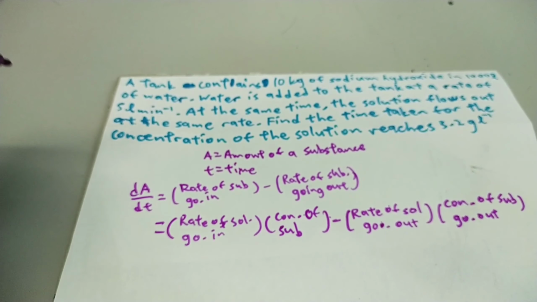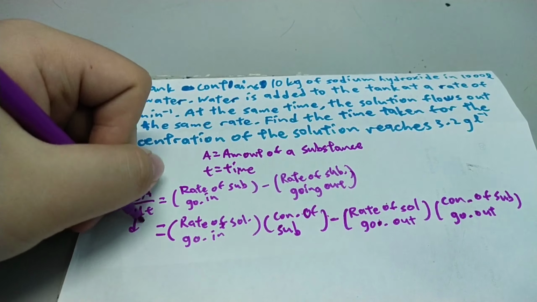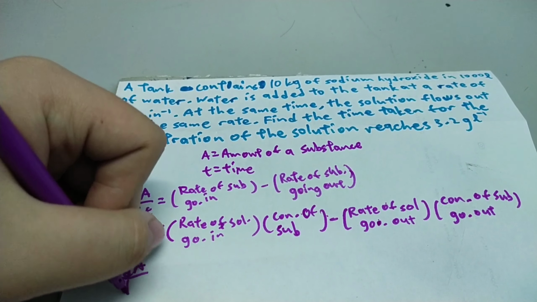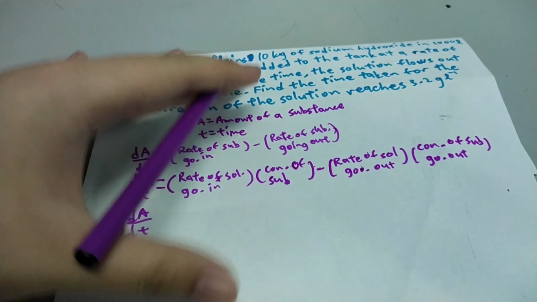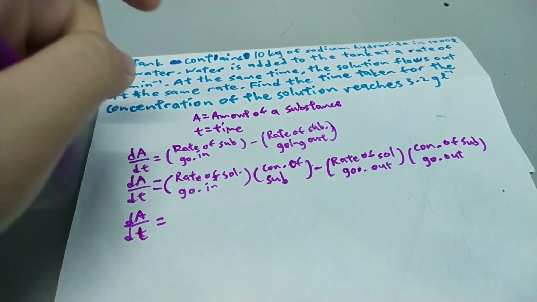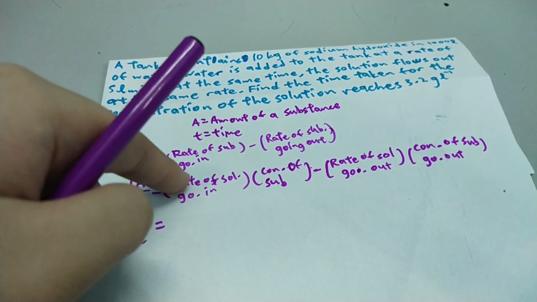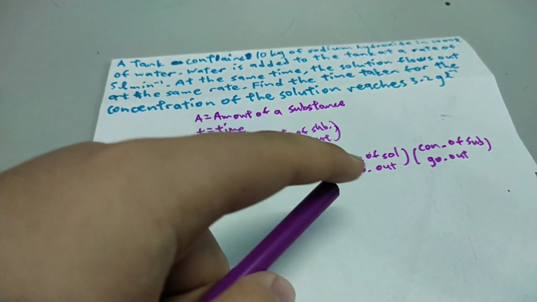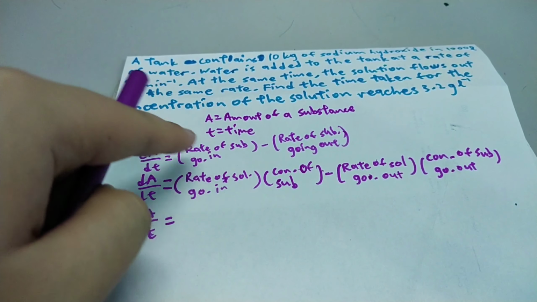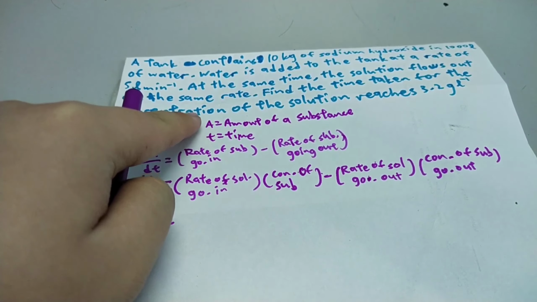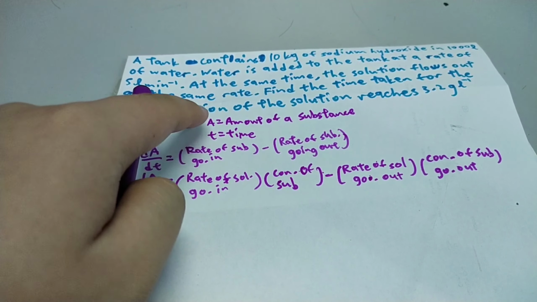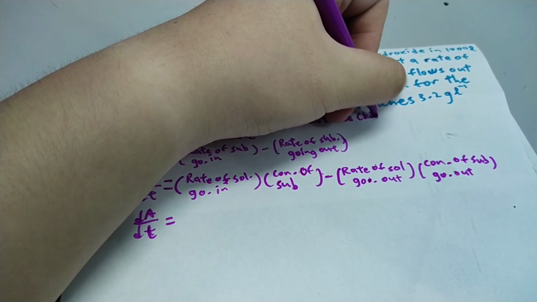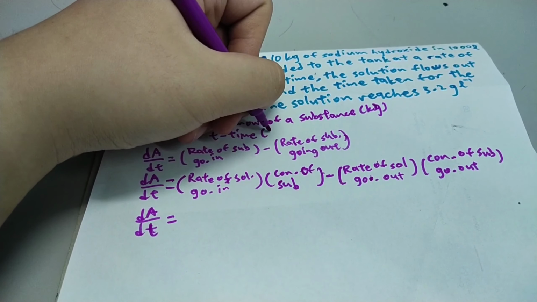And then here's what we're going to do. Now I will rewrite this here, dA over dt. Now, what is the rate of solution going in? And I almost forgot one thing. The units that we need to measure are for A and t. Now I will let A be measured in kilogram, and I will let the time be measured in minutes.